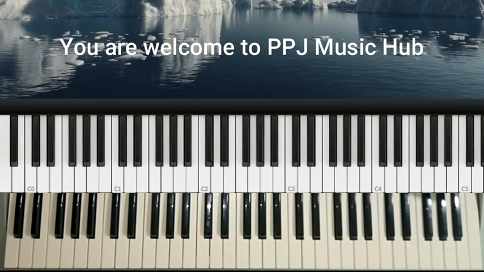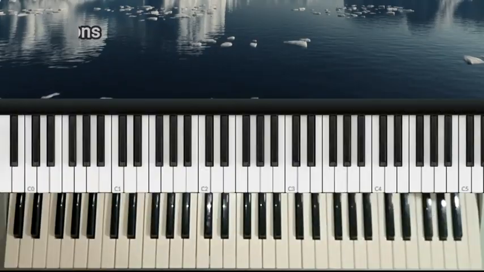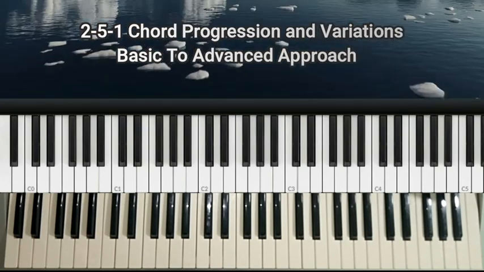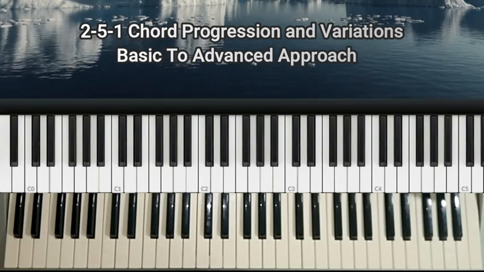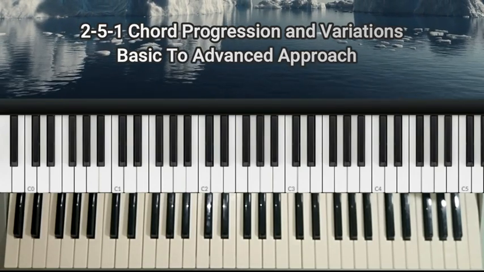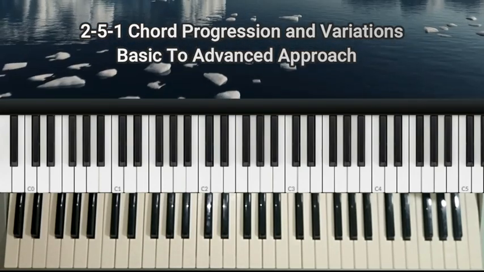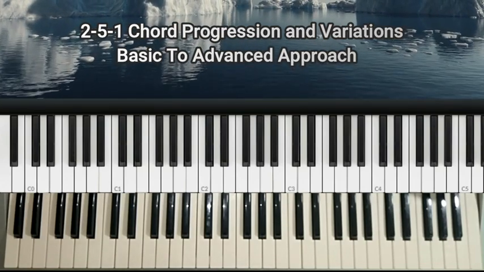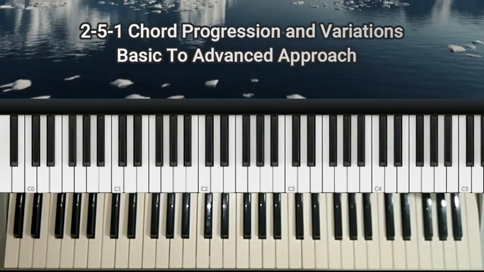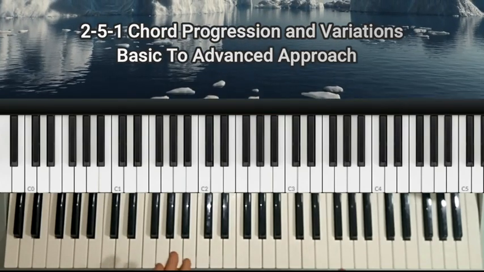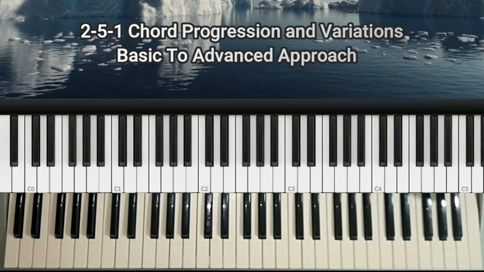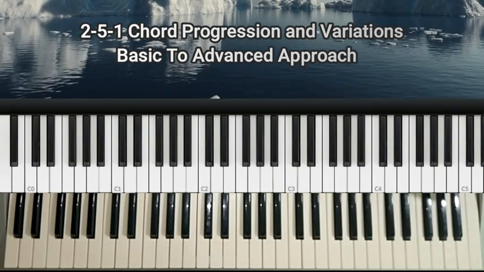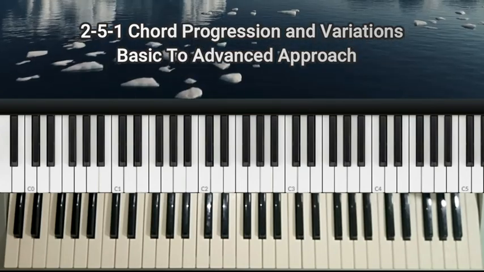And today we'll be talking about a popular chord progression, which is known as the 2-5-1 chord progression. The 2-5-1 chord progression is popularly used in gospel piano, in gospel music, in jazz music, and even in classical music. It is widely used, and we're going to be talking about it today.